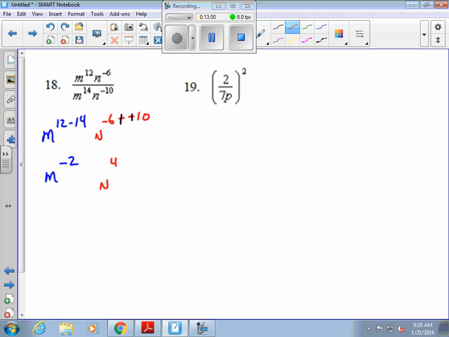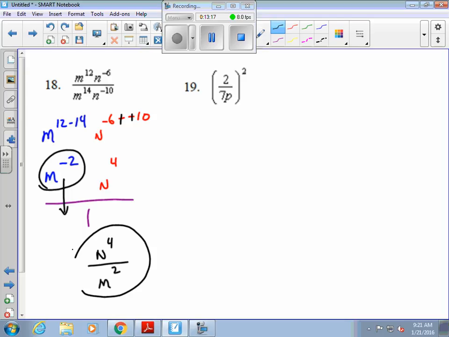So again, you cannot leave a negative exponent. So something's got to ride the elevator, the one with the negative exponent. So m, this one, needs to ride the elevator. It goes down to the bottom. N to the fourth stays on top, and m to the second power goes to the bottom. Again, you could probably look at that problem and do it much quicker visually in your head. If you can't, then write it down. Again, it doesn't take a long time. 2 over 7p squared.